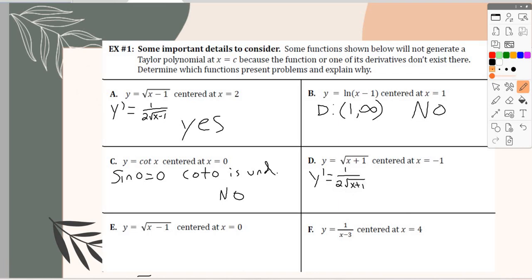Am I allowed to plug -1 into my derivative? Yeah, but a 0 where? On the bottom, right? So, what's my answer there? No, because y is not differentiable at x equals -1. What about my next one?